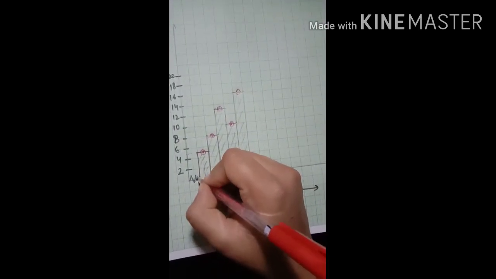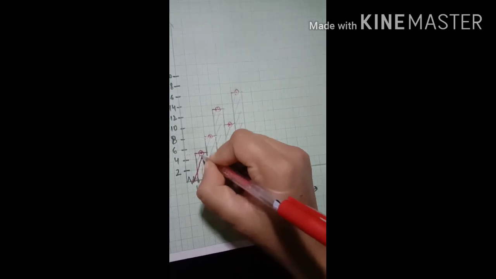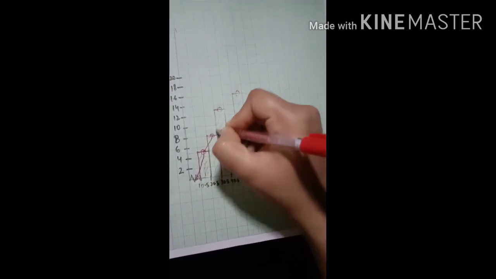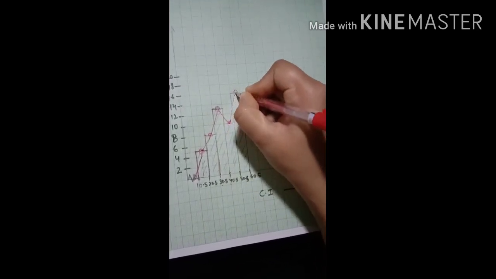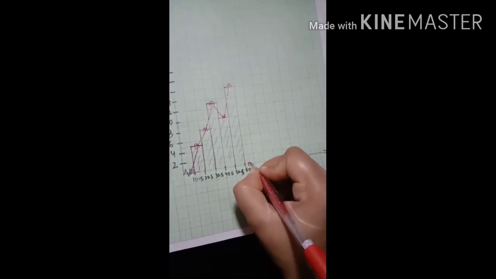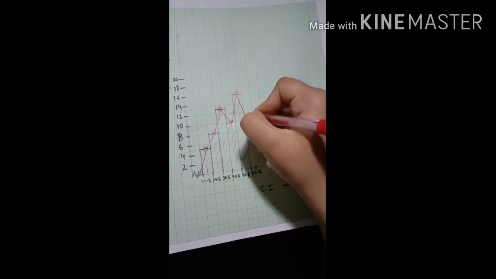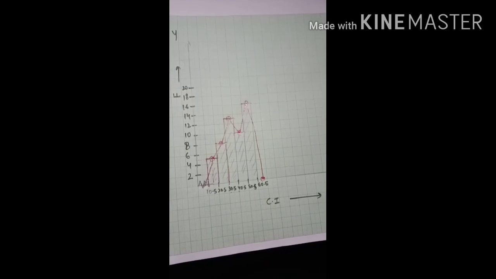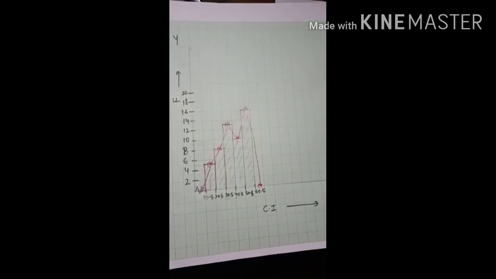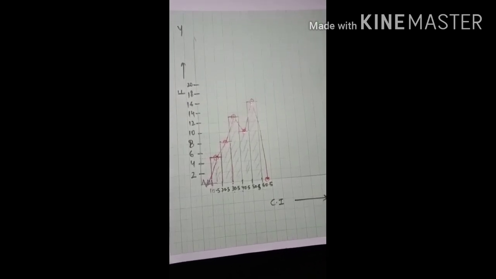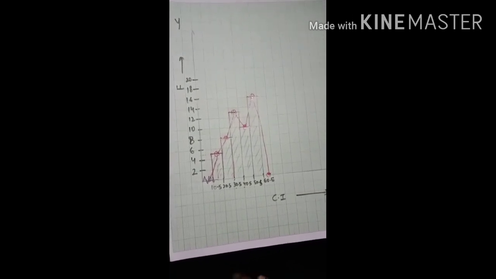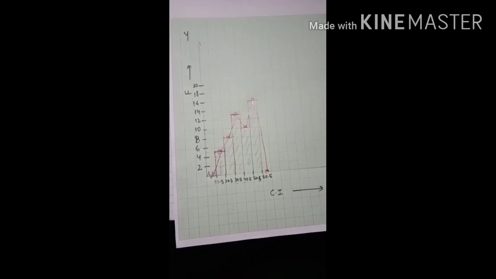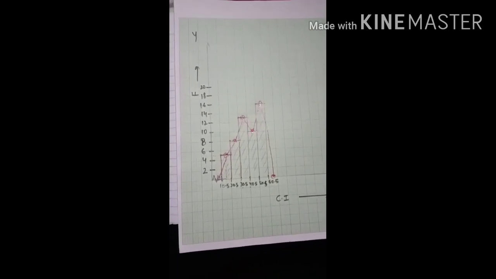Then you have to mark them with the help of scale. You will mark them, join them, sorry. And last also you have to mark the midpoint, and with the help of scale you have to join this, and here we get the frequency polygon. So 2 graphical representations of frequency distribution is completed by this, that is histogram and frequency polygon.